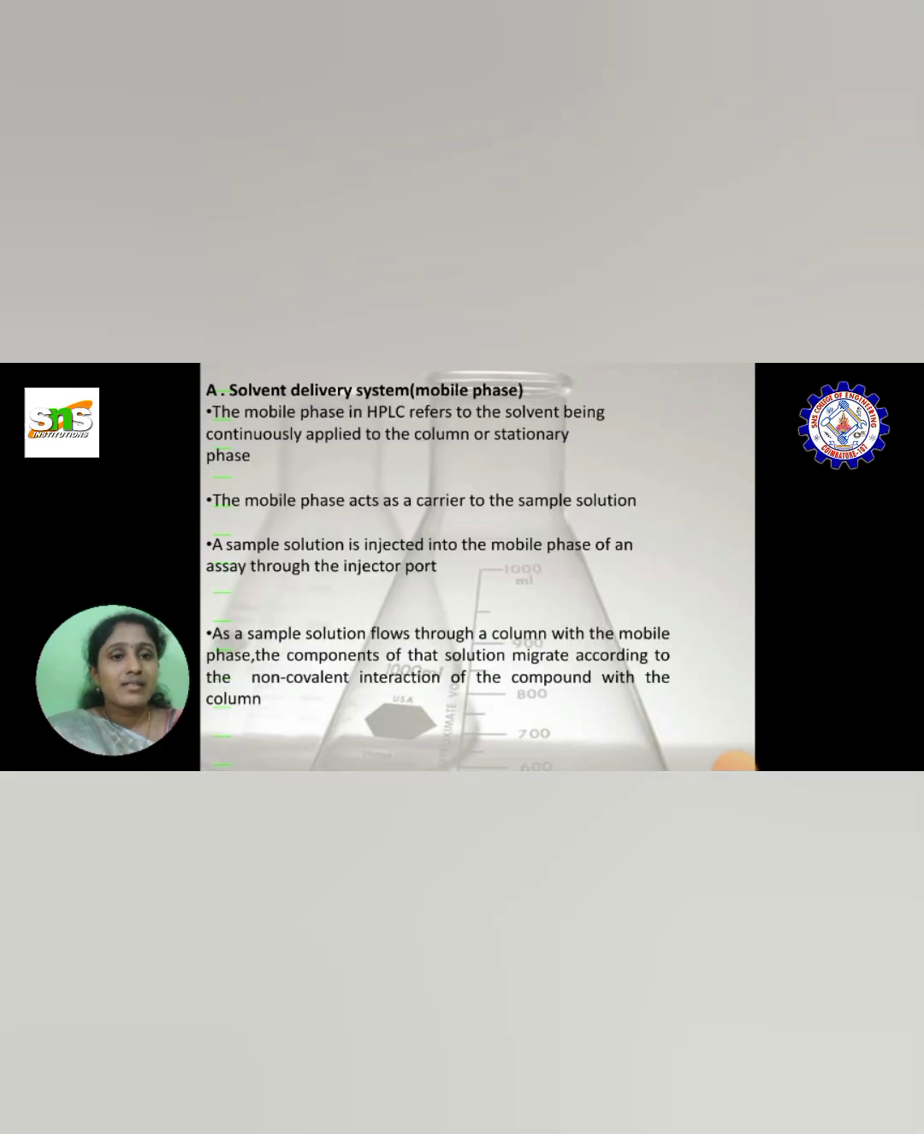Solvent delivery system. The mobile phase in HPLC refers to the solvent being continuously applied to the column, or stationary phase. The mobile phase acts as a carrier for the sample solution. A sample solution is injected into the mobile phase of an assay through the injection port. As a sample solution flows through a column with the mobile phase, the components of the solution migrate according to the non-covalent interaction of the compound with the column.